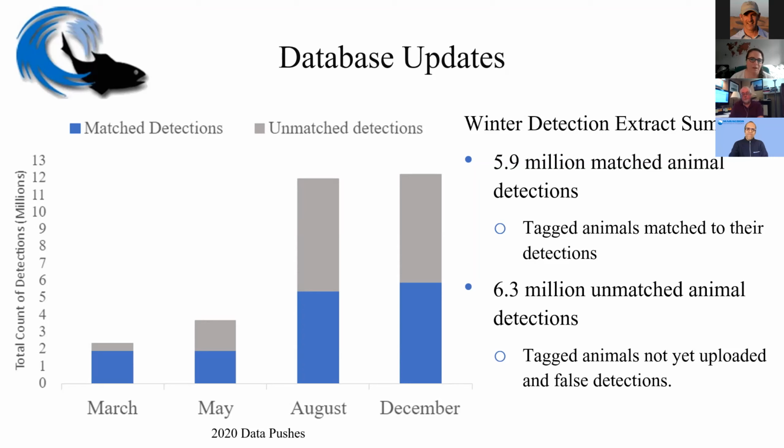That could be tagged animals that aren't yet uploaded in the database. That could be some false detections. So there's definitely some more room to grow as we get some more tags added to the database. That number should drop, but it's likely to never be zero. And you can see, from March to December, those are millions of detections. So you can see how things have been coming along.